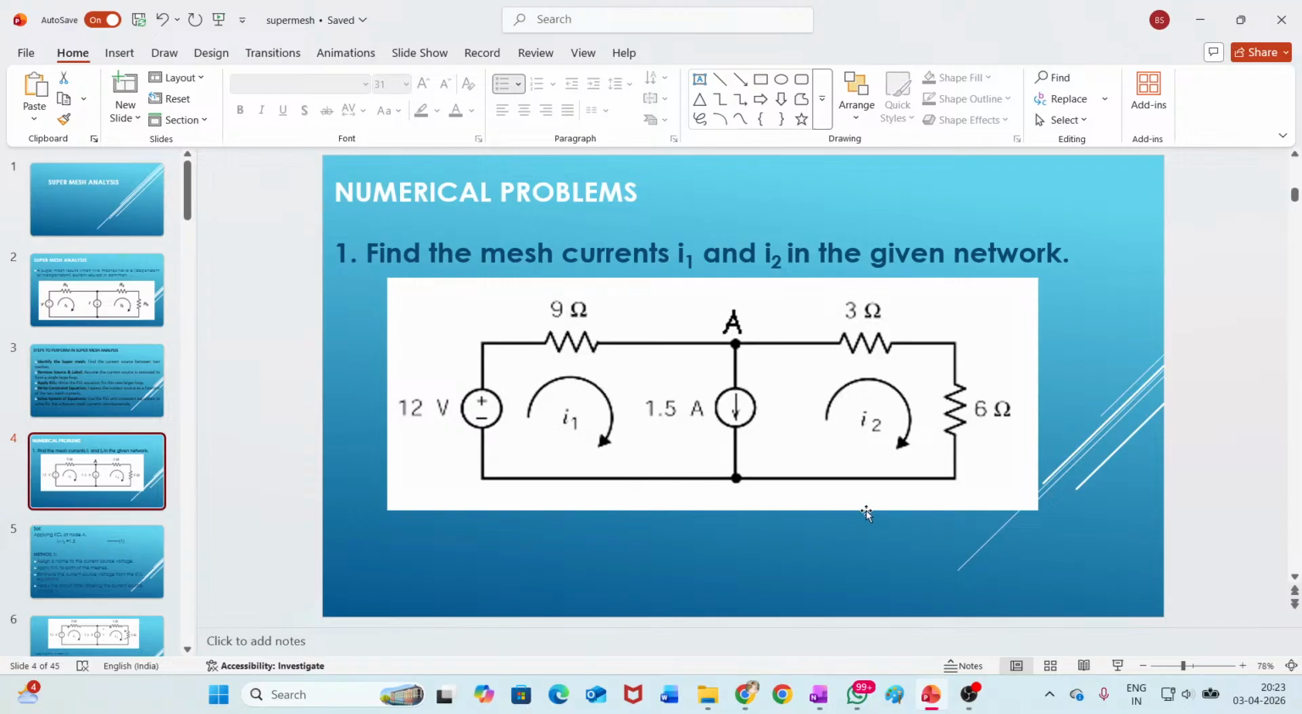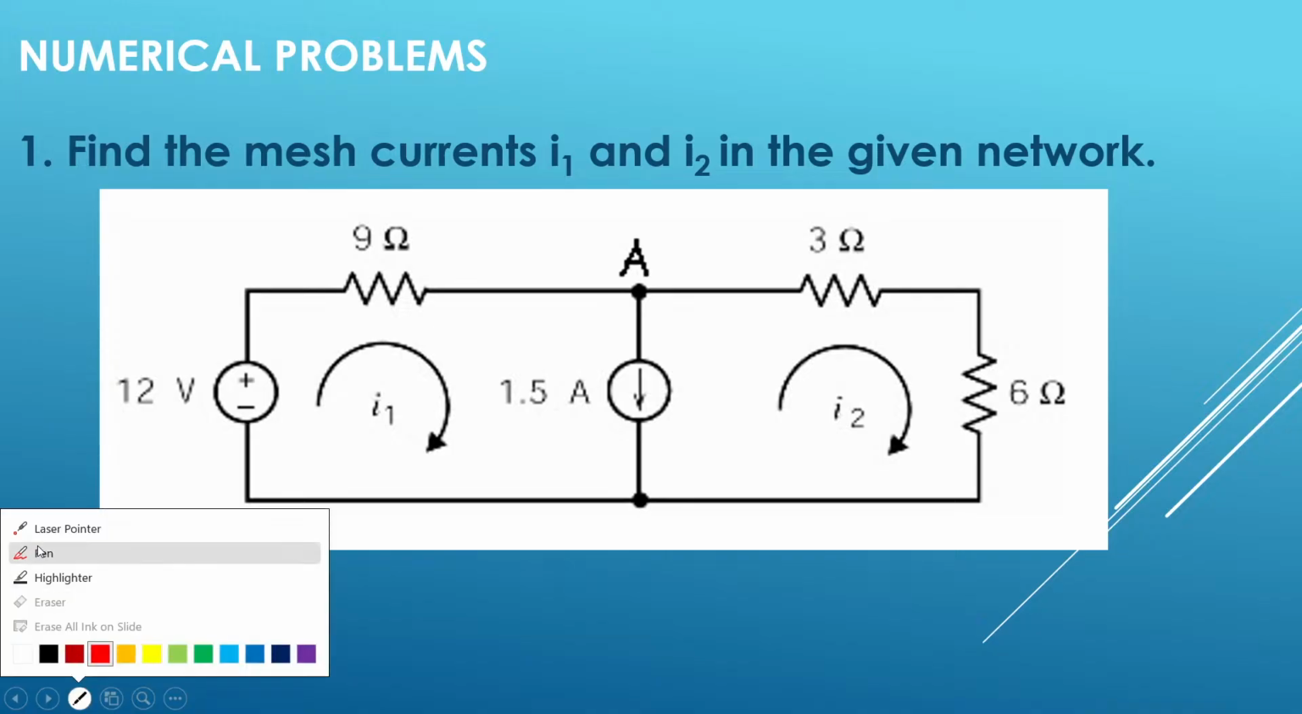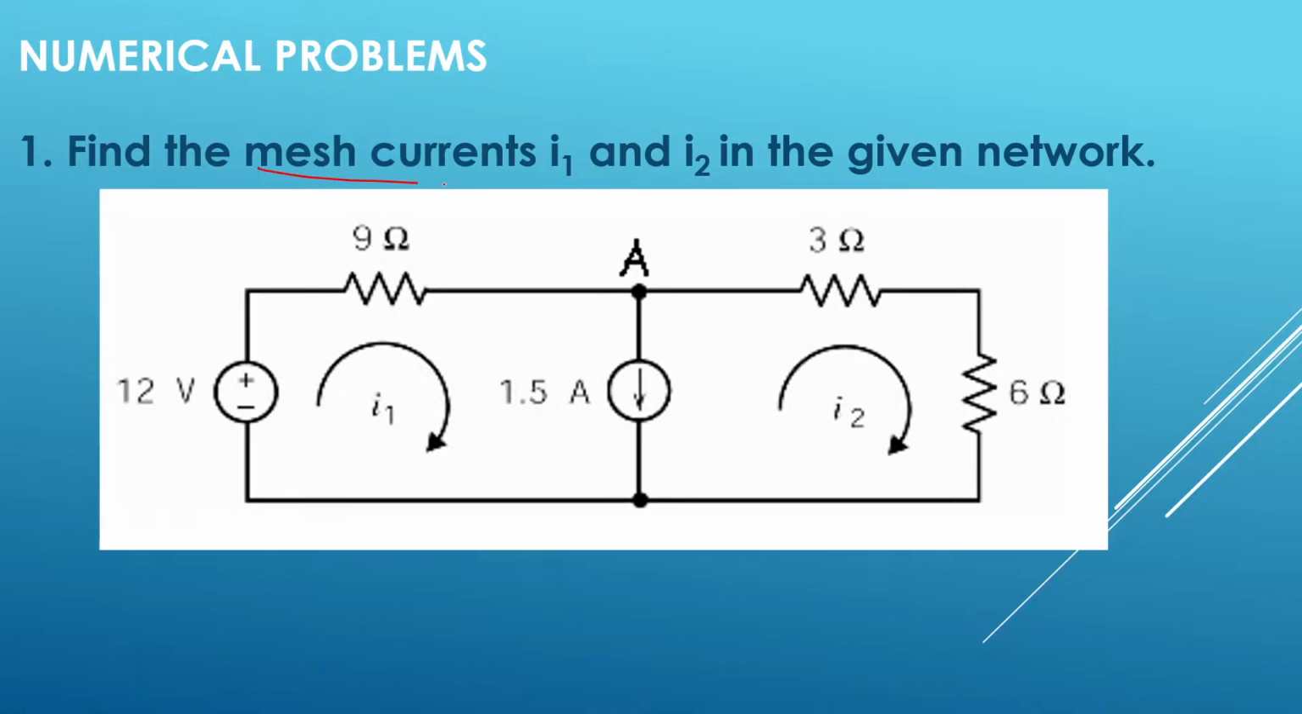So here you can see I have taken the same two loop circuit. In this circuit there is one voltage source, and in mesh 1 a 9 ohms resistor is there, in mesh 2 a 3 ohms resistor and a 6 ohms resistor. In between mesh 1 and mesh 2 a 1.5 amperes current source is there. In this question they have asked us to determine the mesh currents I1 and I2.